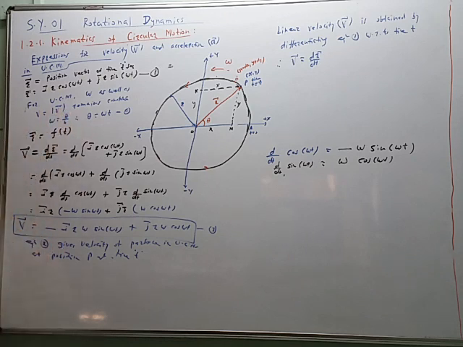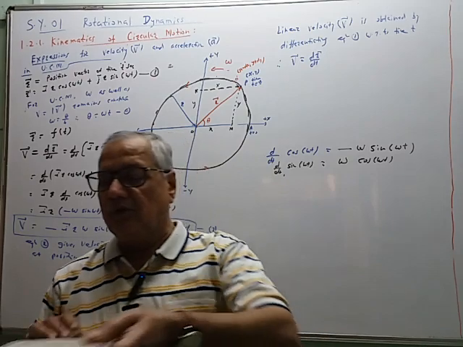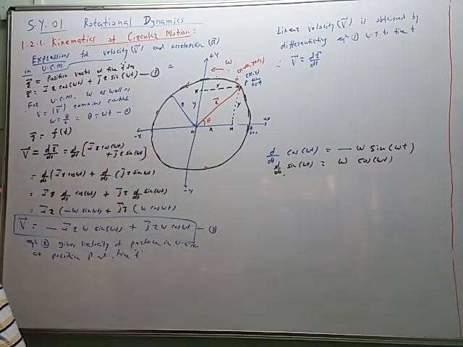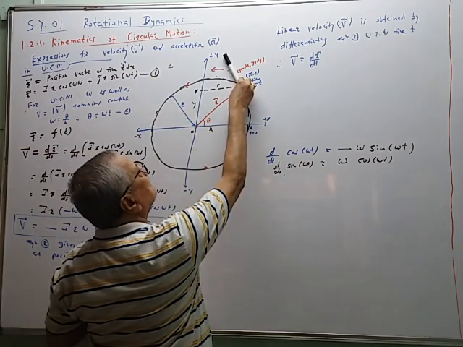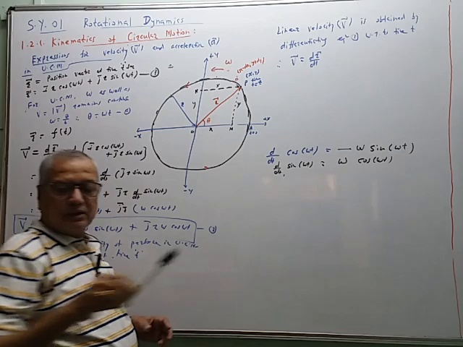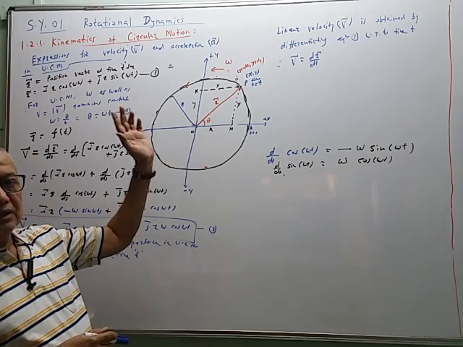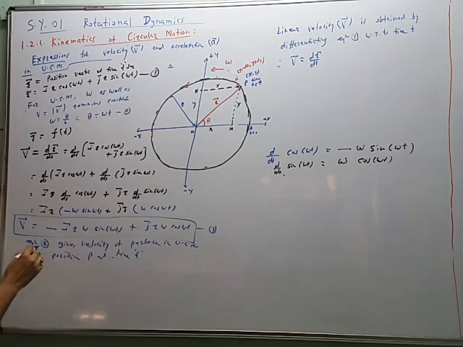So the direction of v is along the tangent to the circle. We can prove it separately. Velocity is always along the tangent to the circle at point P. So this v is in the direction along the tangent. The radius vector is also perpendicular. So we will see it. We will verify it separately. Now, once we know the v, we can find the acceleration.